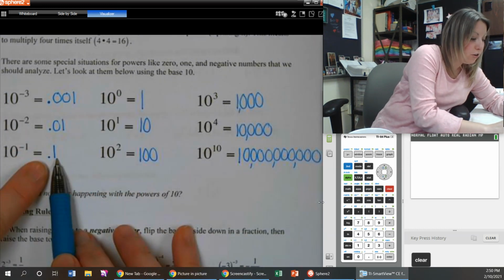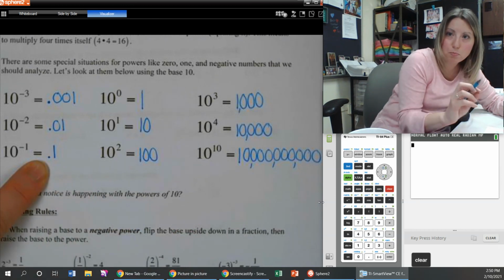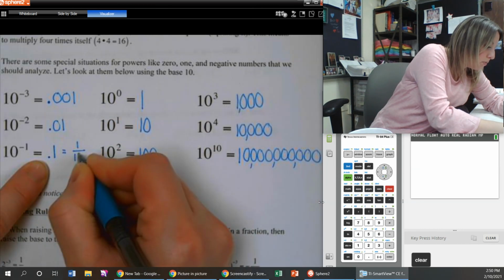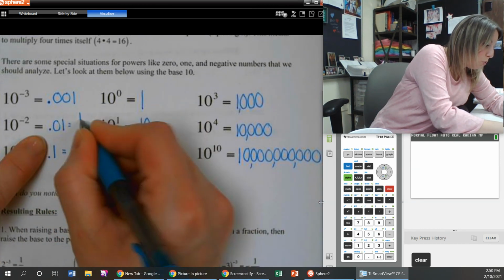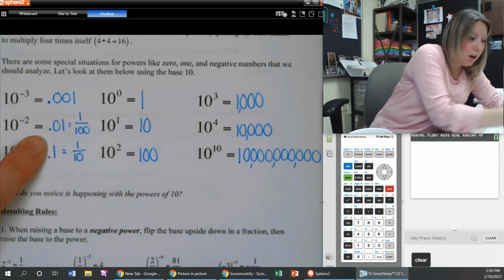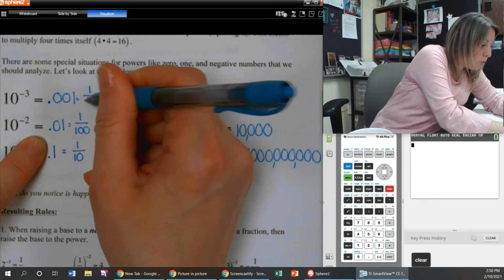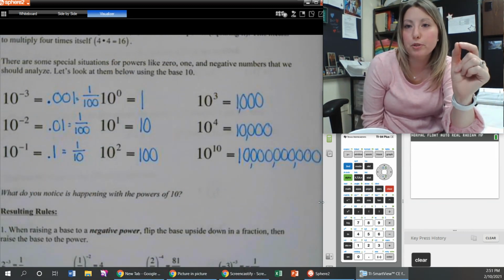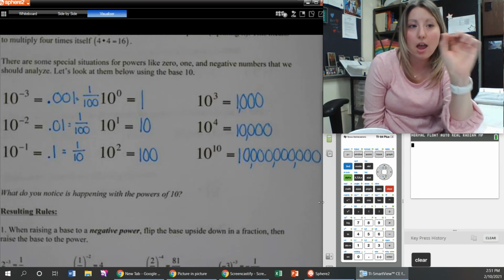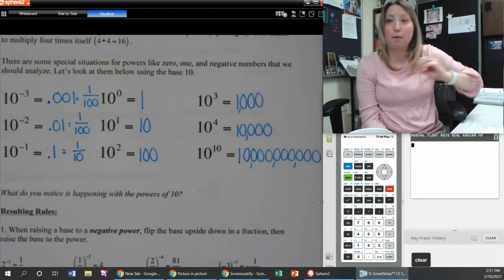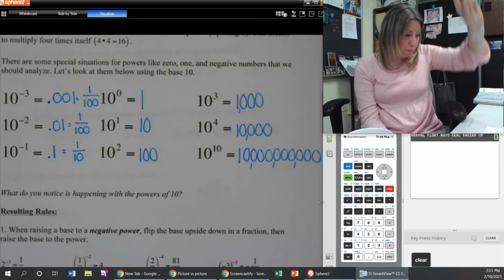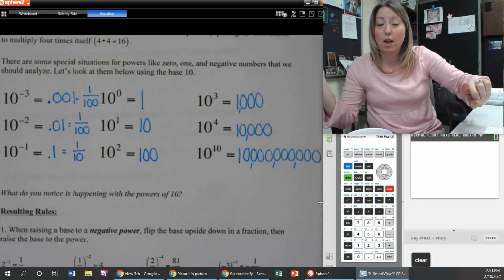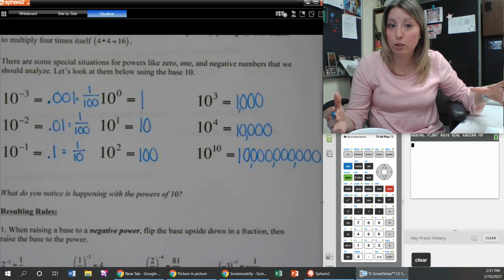Now, let me just convert those into fractions for you, and then this part that I always talk about will make sense. If I convert this into a fraction, that's 1/10. If I convert this into a fraction, this is 1/100th. And if I convert this into a fraction, this is 1/1000th. The negative exponent flips my base upside down, and then I raise it to that power. So the negative part of the exponent pushes the base down to be the denominator, and then you raise it to your power. Okay? For any time you see a negative exponent, that's the case.